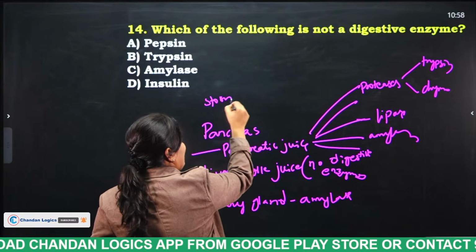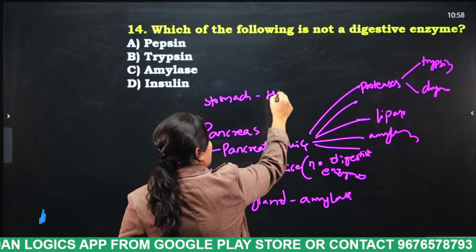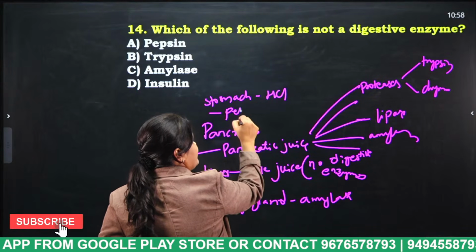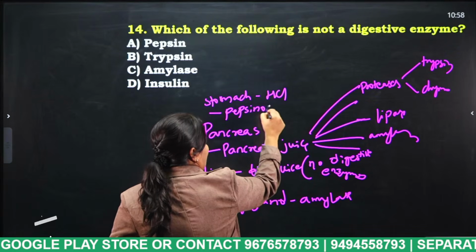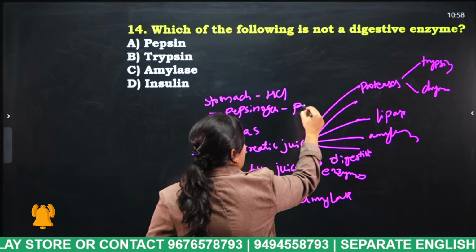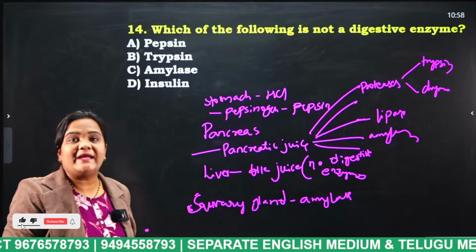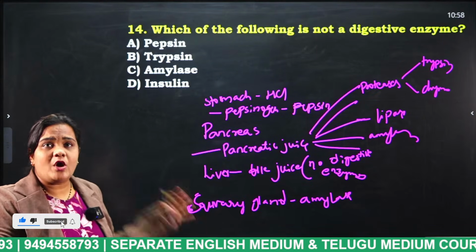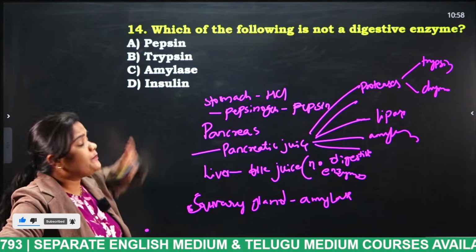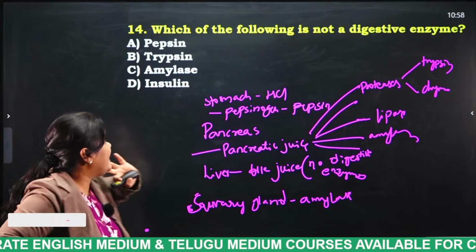The stomach is having HCl, right? This HCl creates what, students? Pepsinogen. This pepsinogen will release what, students? Pepsin. Now tell me which is not a digestive enzyme. Very, very important. In the given 4 options, which is not a digestive enzyme?